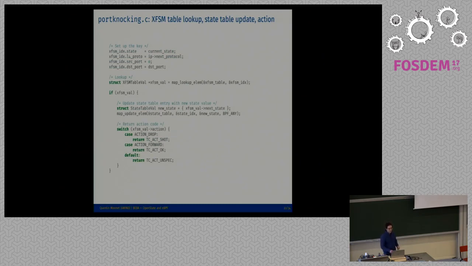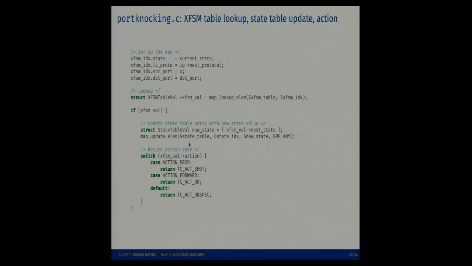This is the next part. I have to perform the second lookup in the XFSM table. So I set up again a key. I perform my lookup, and depending on the value, if I get something, I will first update the state in the state table for this flow. So I will use the next state I got from the XFSM table to perform the update. And after that, I can just switch on the action I got from the XFSM table. So action drop, then I send the code for TC action shot, telling TC that it has to shut down the packet. And otherwise, I can forward it.